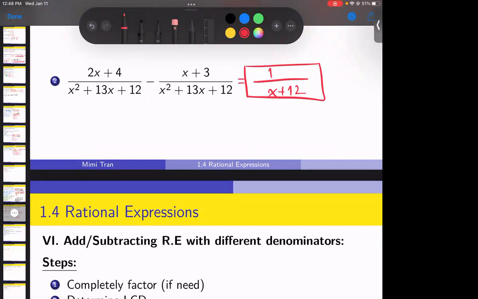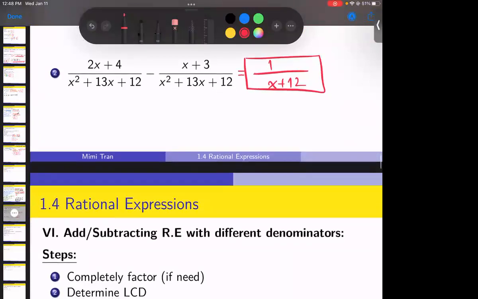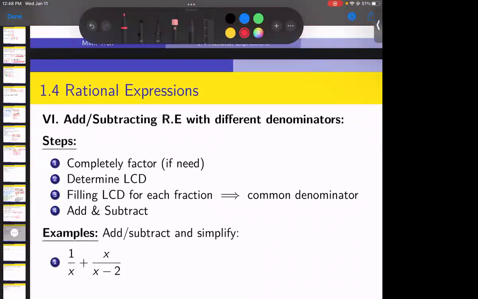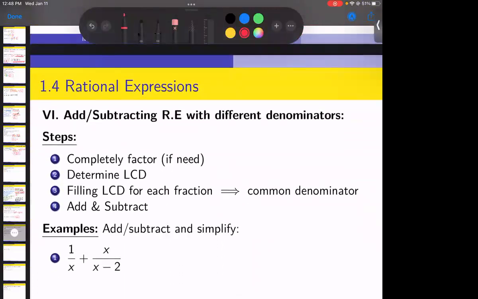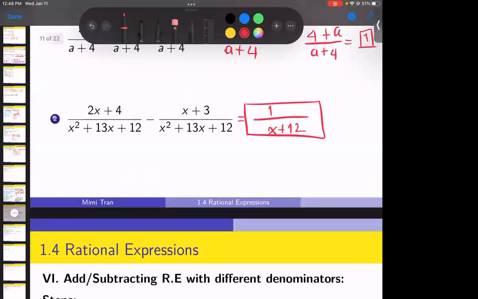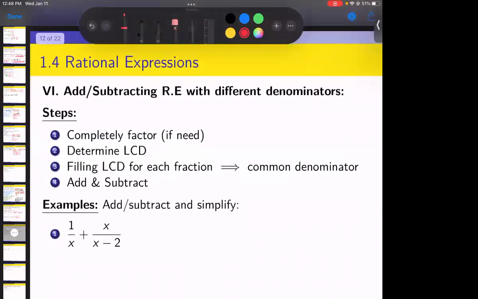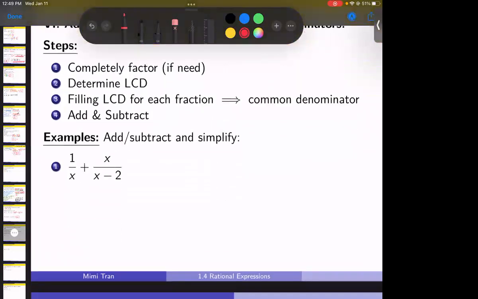What about when you add or subtract rational expressions, RE meaning rational expression, with different denominators? Yeah. So here's the step. First, you need to completely factor everything, right? And then determine the LCD, fill in the LCD for each fraction so that you have a common denominator. And then add and subtract. So for example, this one, what's my LCD for number 1?